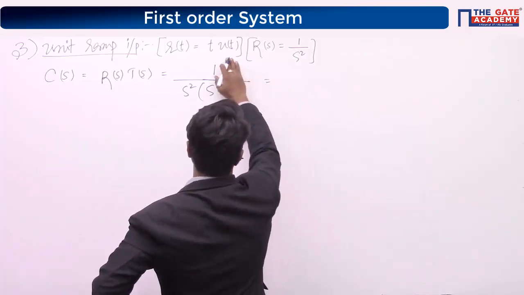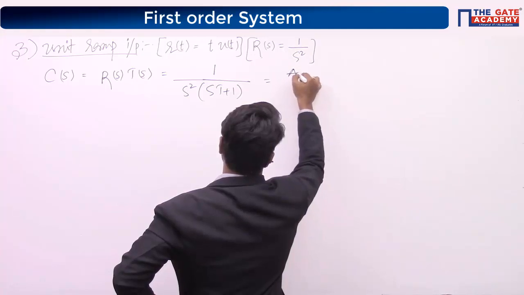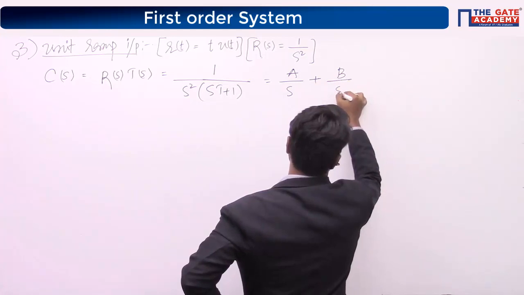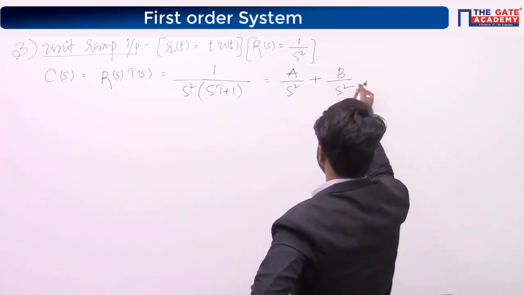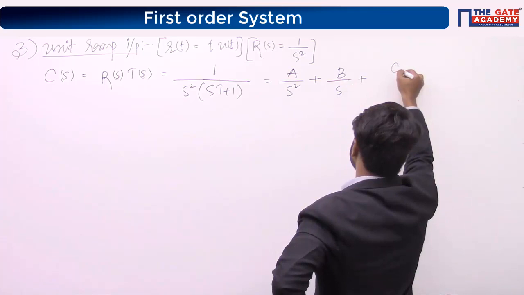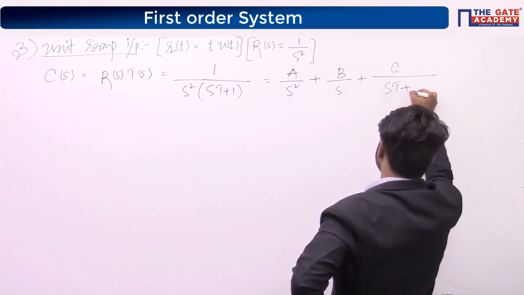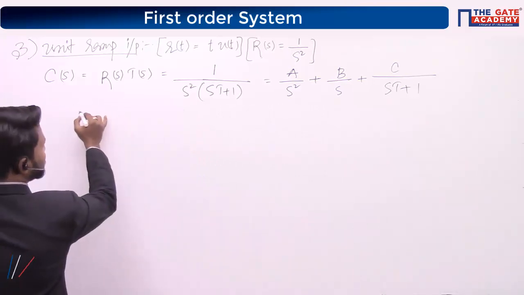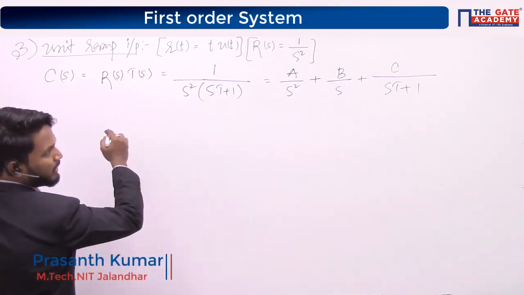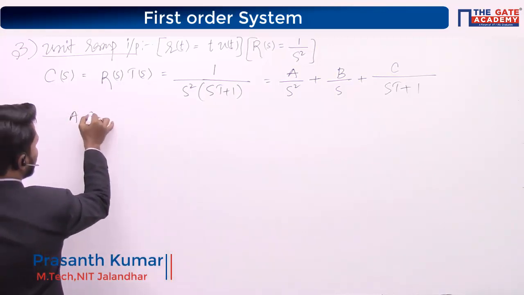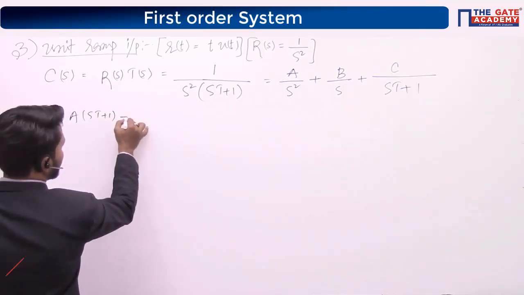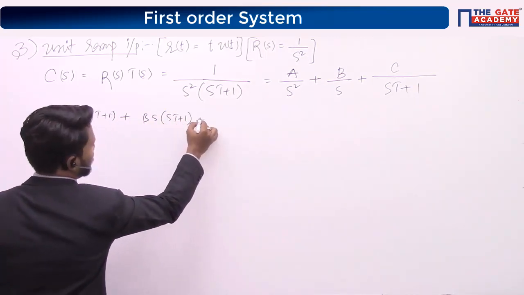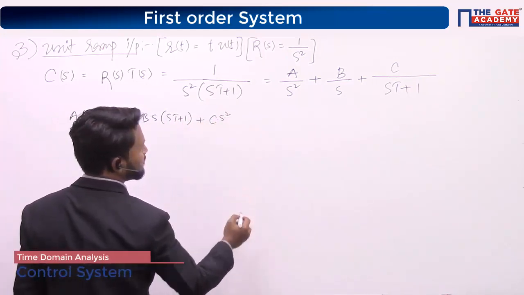Split it into partial fractions using this partial fraction technique, that is a by s plus b by s square, or else take a by s square plus b by s plus c by st plus 1. Tell me the values of a, b and c. See, just multiply, take an LCM and multiply, that's it. So a into st plus 1 plus b into st plus 1 plus c into s square, right?